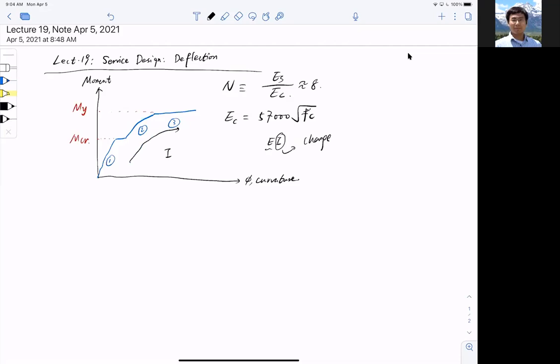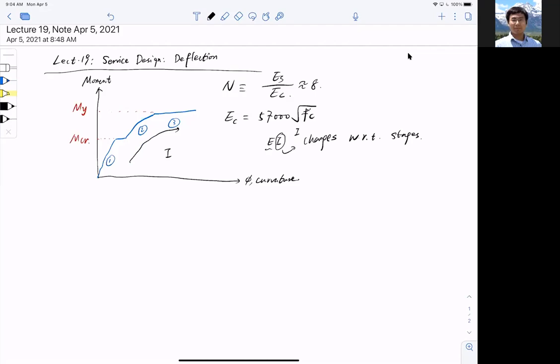As moment of inertia I changes through the 3 different stages, the whole deflection calculation is different. So I changes with respect to the different stages. So that is the critical thing here.